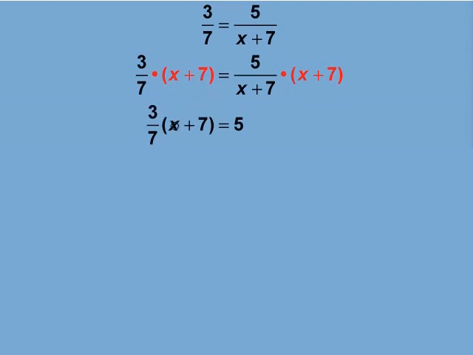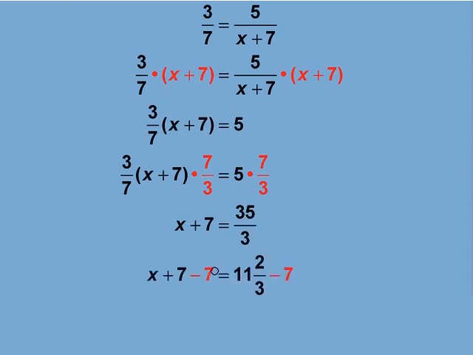On the left side, we have 3/7 times the quantity x plus 7, and on the right we have 5. We want to isolate x on the left, so we have some work to do. Start by multiplying both sides by 7/3, as shown here. This leaves x plus 7 equals 35 over 3. Subtract 7 from both sides, as shown here. This leaves x equals 4 2/3 when expressed as a mixed number.